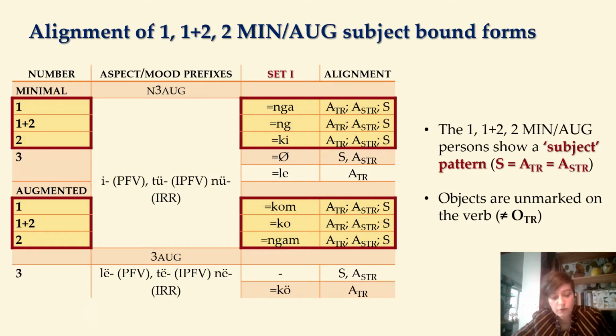In terms of alignment, all the person categories which are not the third one follow a subject pattern, which means that S, the transitive agent, and the semitransitive agent are marked in the same way and differently from O, which is unmarked on verbs, as I've said before.